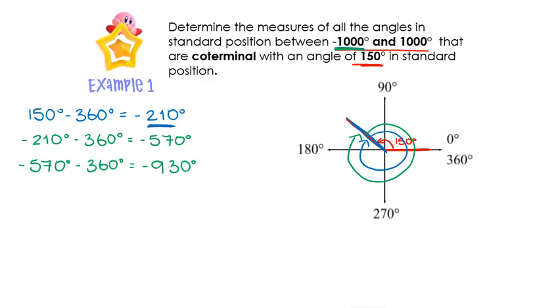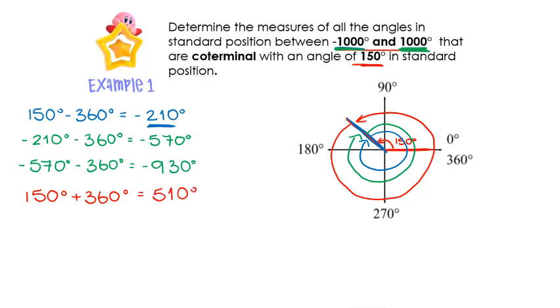So let's go and find our positive angles that are co-terminal with 150. So instead of going backwards, if I started at 150 and then I went forwards, meaning I'm going counterclockwise, I'm just adding 360 degrees to that 150. So on the positive side, I would take 150 degrees, add 360 degrees, which would give me an angle of 510 degrees. And then I can add another rotation.